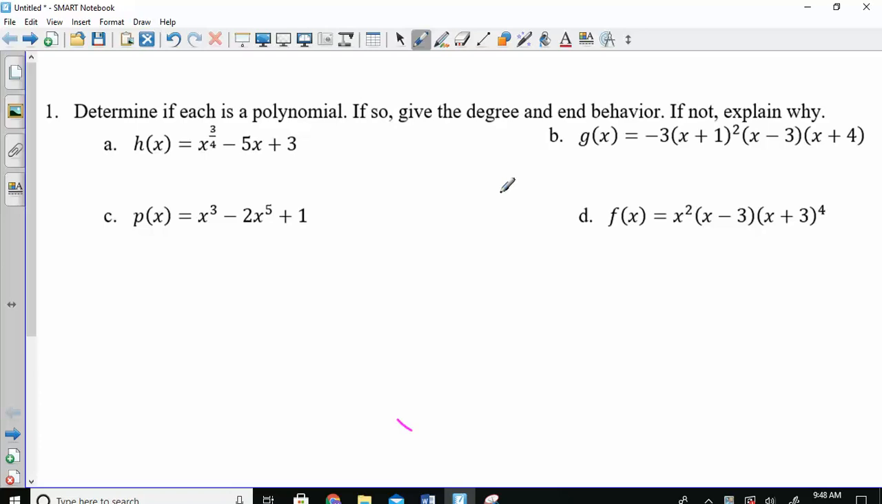What are you guys doing? You don't have a pencil. Do the same pencil.